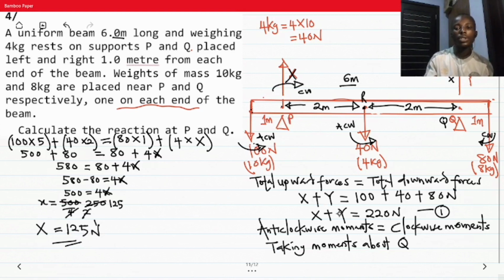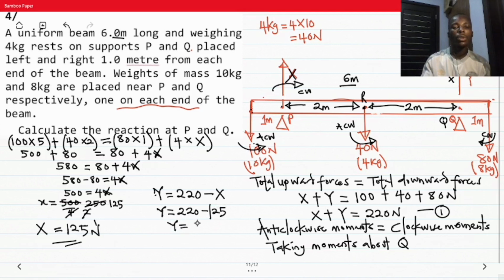Then using equation 1 here, we are going to get y. We have y equals 220 minus x. So y equals 220 minus 125. So y equals 95 Newton. So those are the two reaction forces at P and Q.